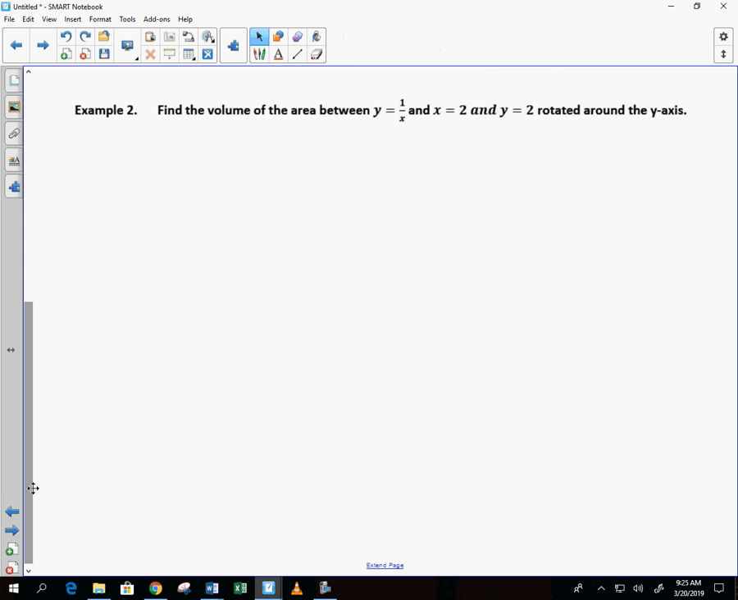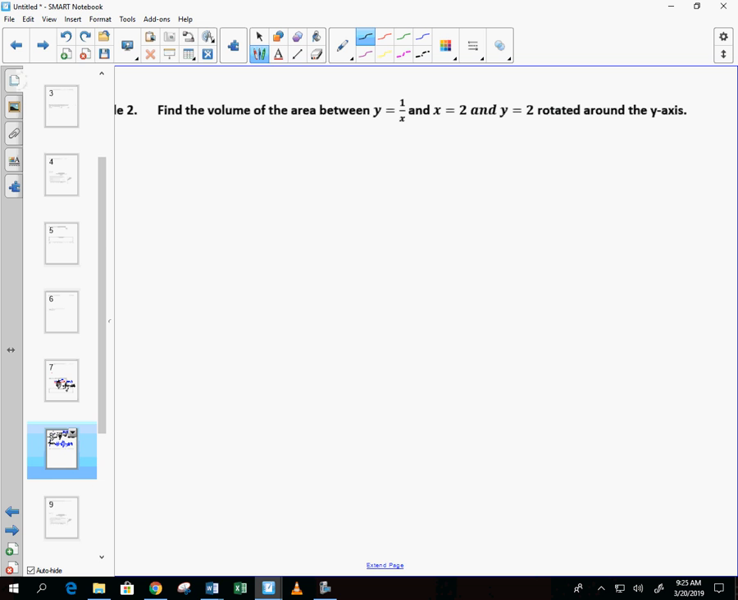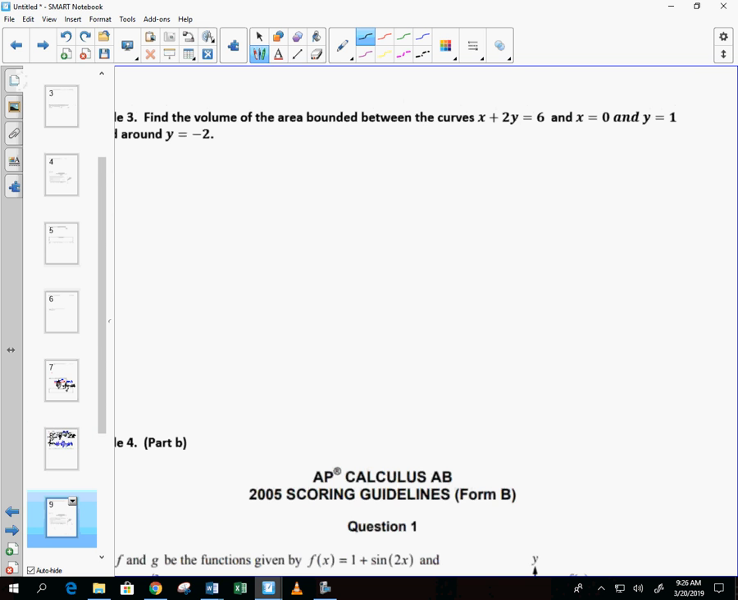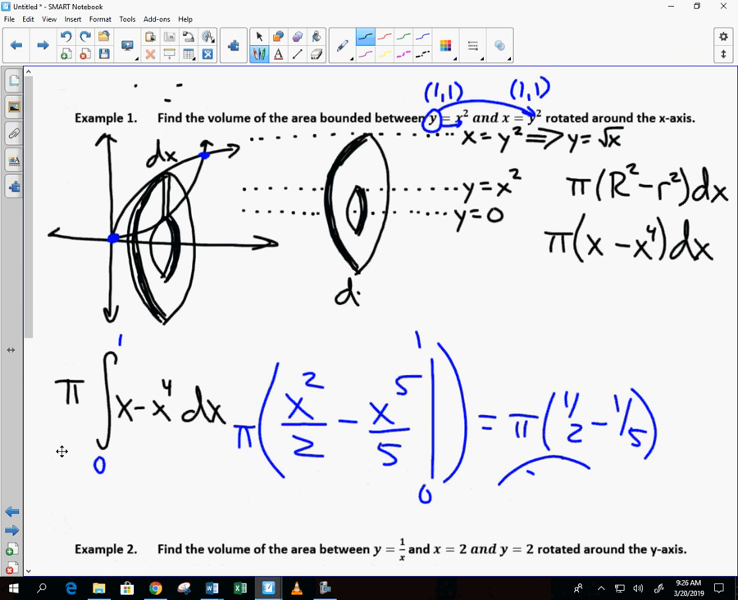All right. Let's try a different one. Find the volume of the area between y equals 1 over x, x equals 2, and y equals 2, rotated around the y-axis. What's different about this one? It's rotated around the y-axis. That sounds extremely challenging, doesn't it? And this is our last example for the day, okay?